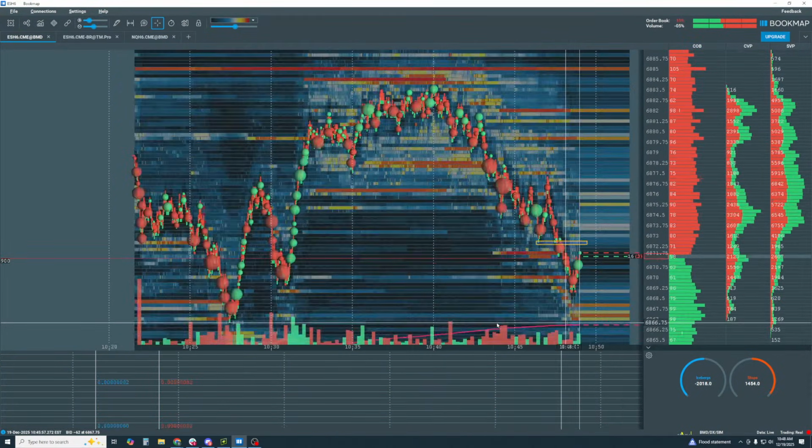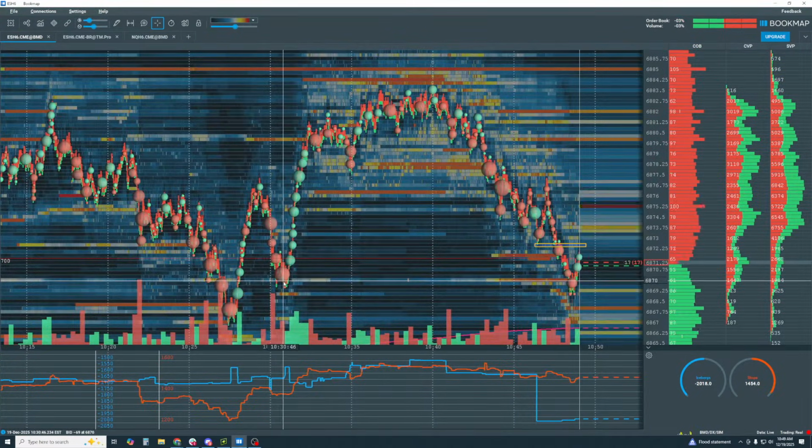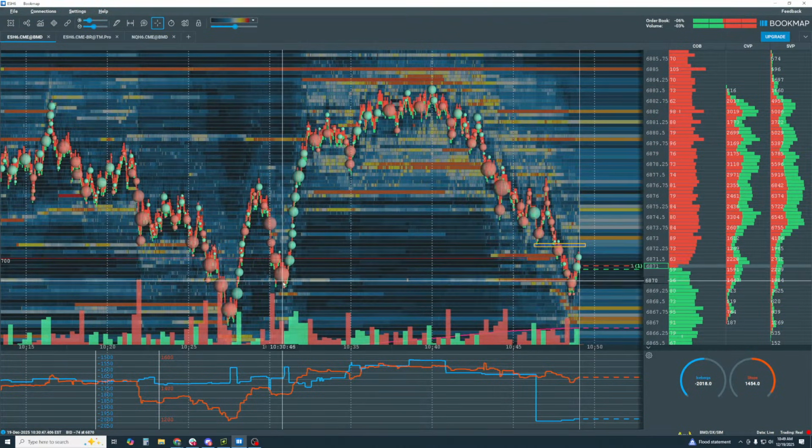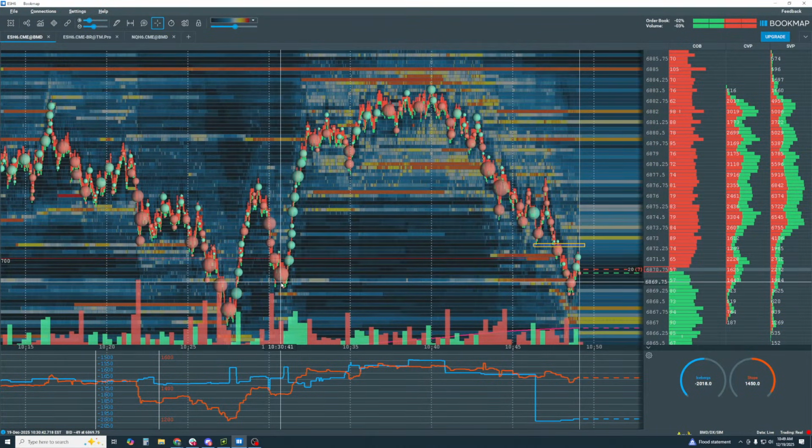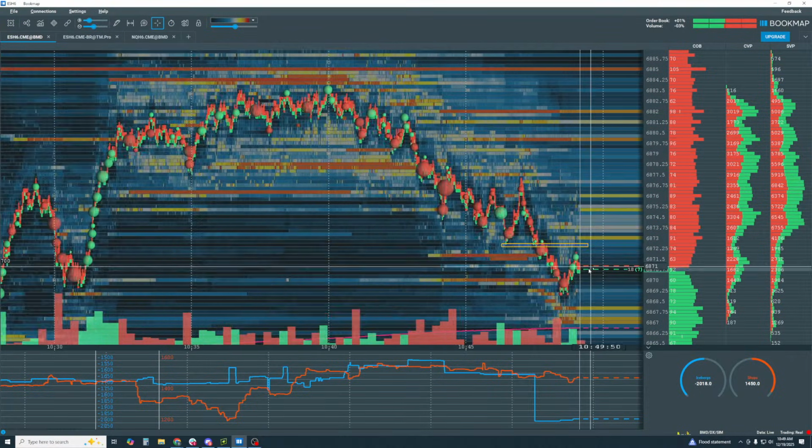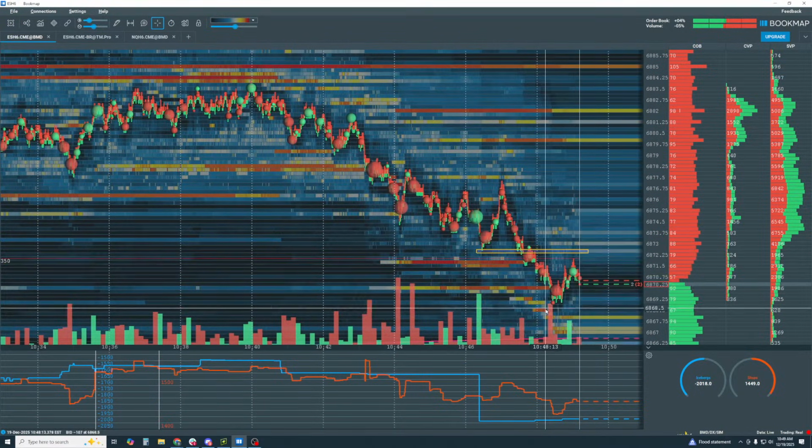So just trying to keep it really simple with the levels as well. Now, is this a key level? No, it is not. This is a minor level. But we're looking for a minor move though.